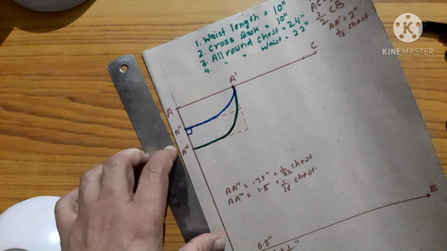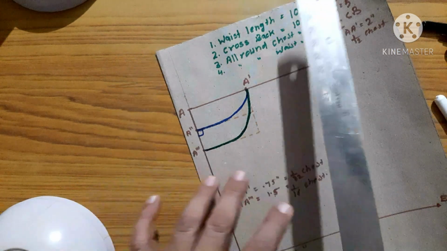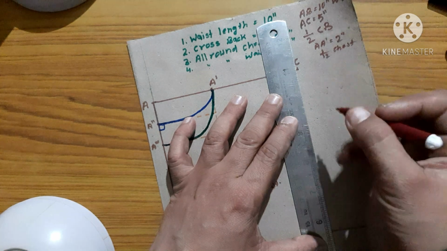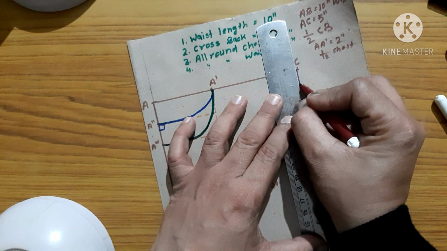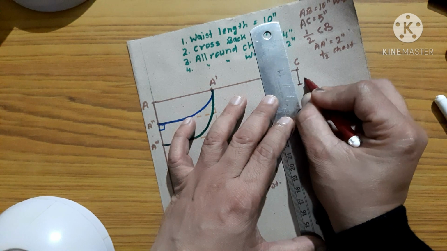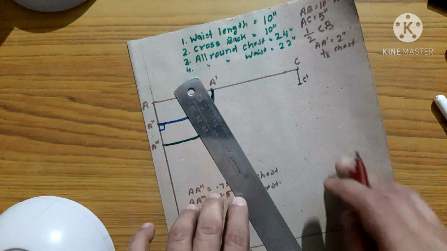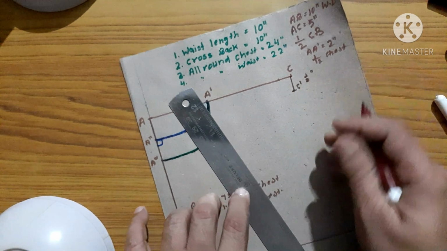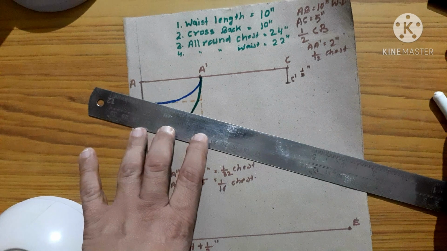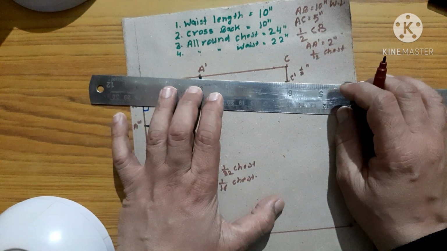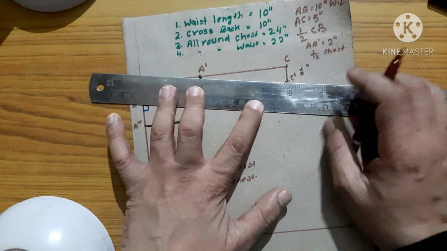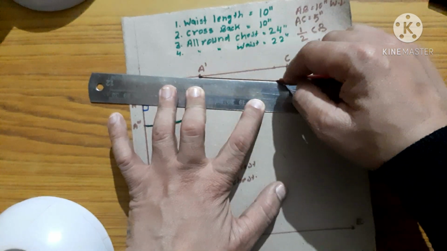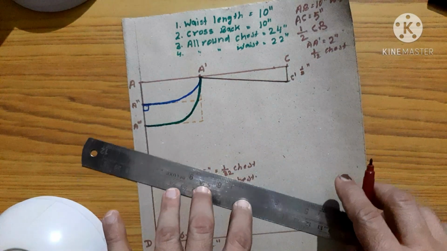Now what we'll do, for the shape of shoulder, we'll mark a point here which is half inch down from here, that is C dash. C to C dash is half inch, and we'll join these two lines like this. This is the shape of shoulder, right?